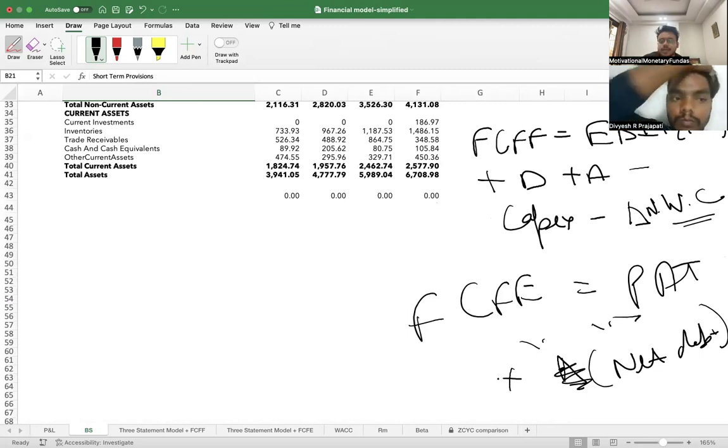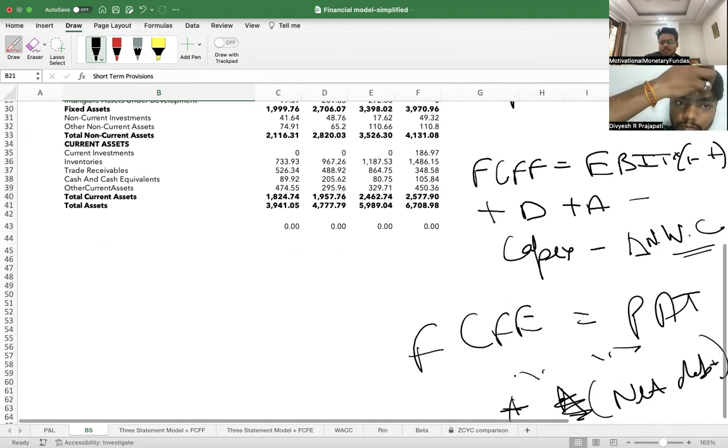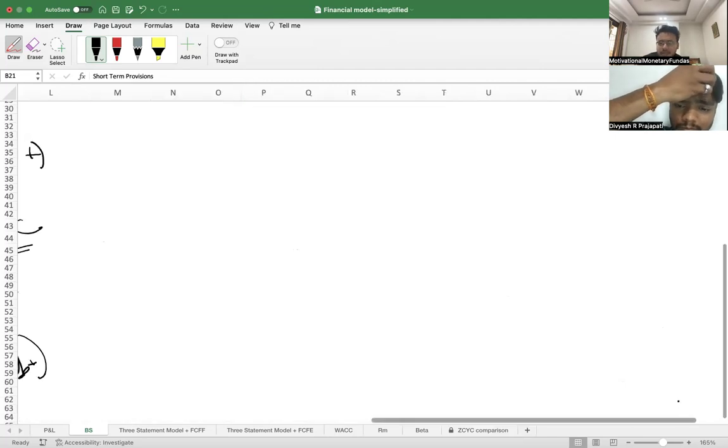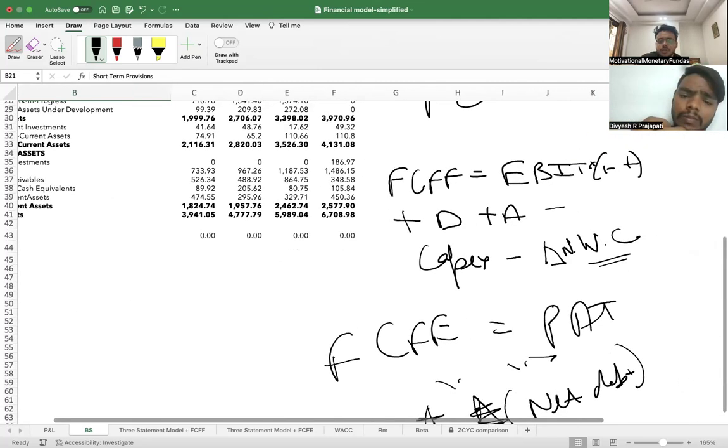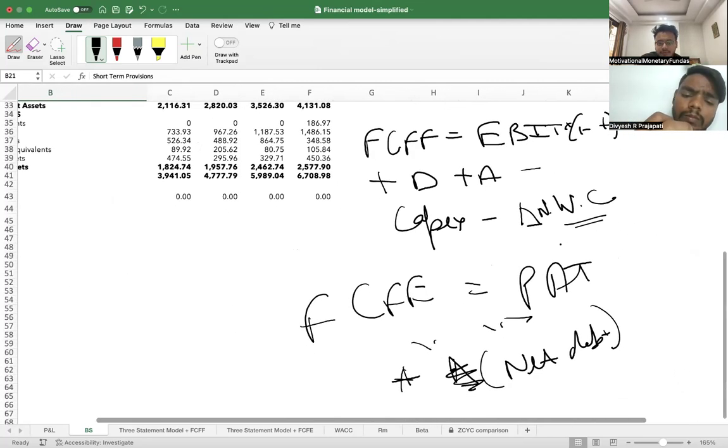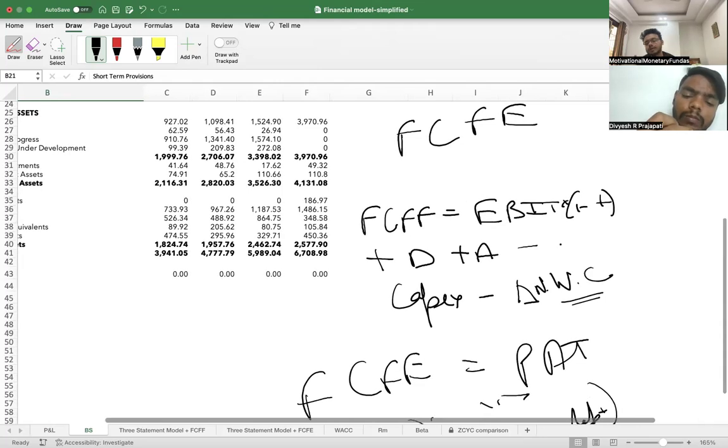The whole formula is same. At the end, you just need to add the net debt. So net debt or changes in debt or change in net proceeds. Ideally, it is nothing but how much debt you have taken minus how much debt you have given. How much debt you have given minus how much debt you have taken. Right? The difference between the two.